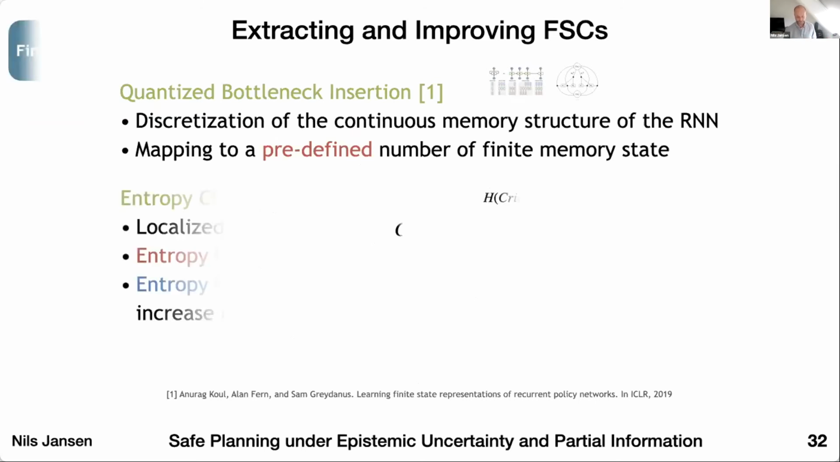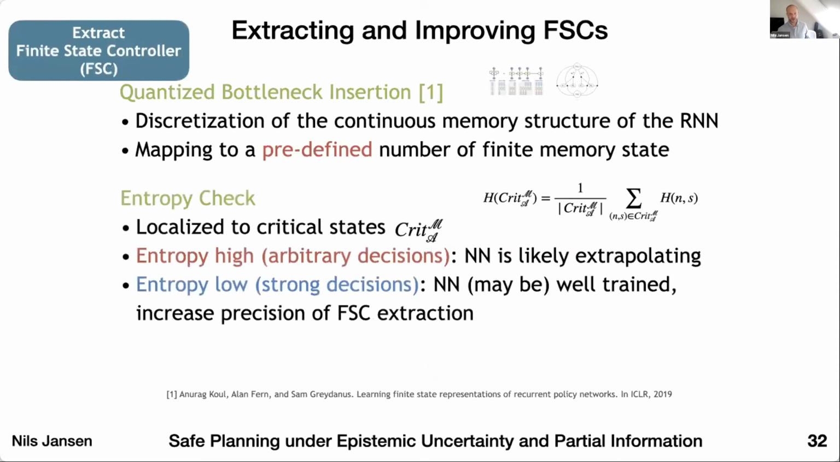In this entropy check I talked about, I depicted the formula here, but I will keep this part high level. So what we do again, we have these critical states that we saw before, and then we say, okay, entropy is high. We make arbitrary decisions. Then the neural network is extrapolating decisions. If it's low, we still make strong decisions. And then we need to increase the precision of FSC extraction because we assume that the network has been well trained.